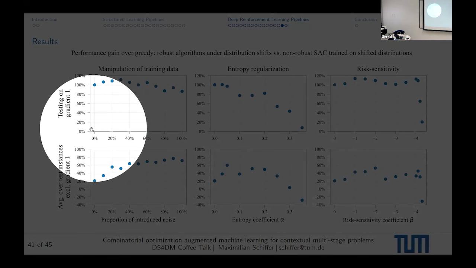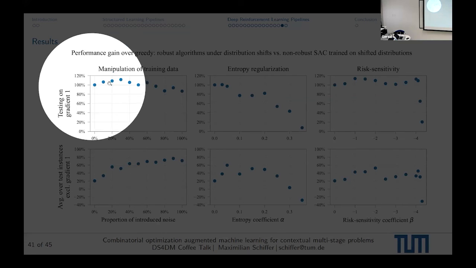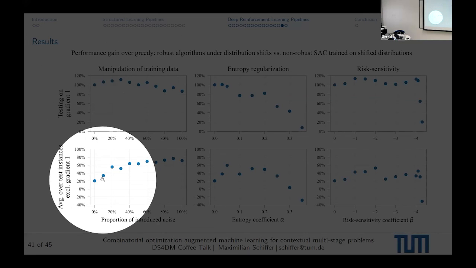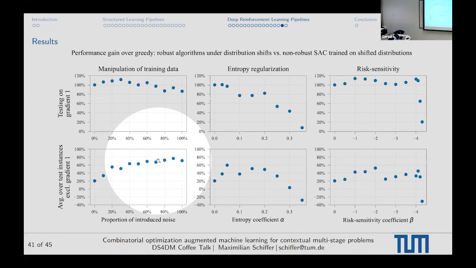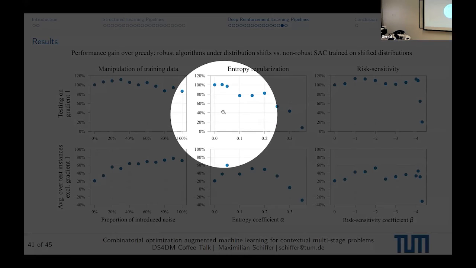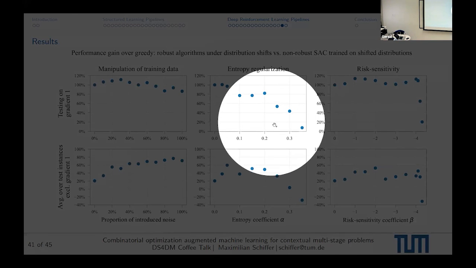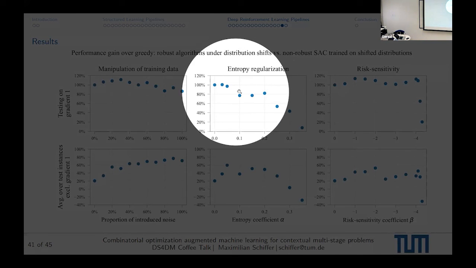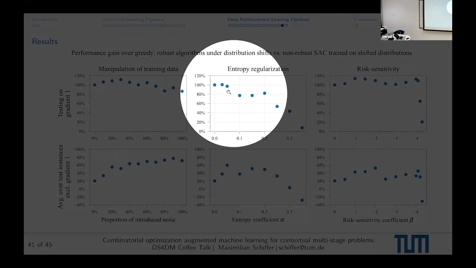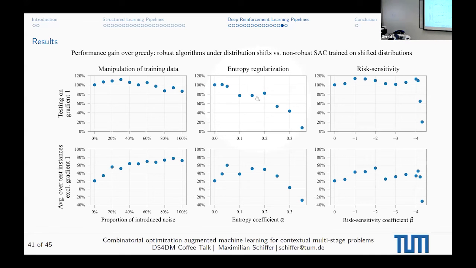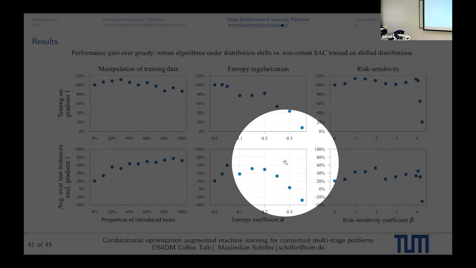So manipulating the training data, no matter how much you manipulate it, you get a somewhat reasonable behavior, but a bad behavior on the other gradients. So you do not really succeed in increasing robustness, right? Whereas for entropy regularization, this is what you get. So with an increasing importance of the regularization term, you will decrease on the performance of the gradient on which you train, but you will increase on robustness, right?